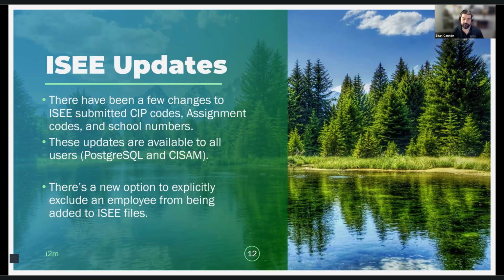However, if you get an error from Icy when you submit the file related to the assignment codes or the CIP codes, it could be because you haven't updated the files just yet. So just keep that in mind. And again, if you follow the best practice of downloading everything in the payroll folder all at once, you already have the update and you're good to go.